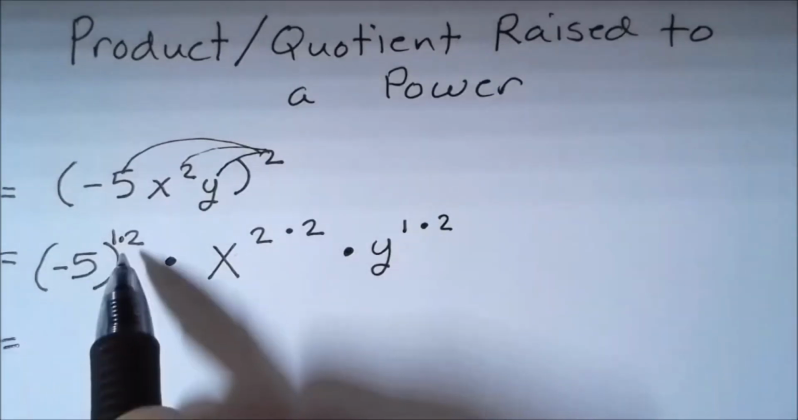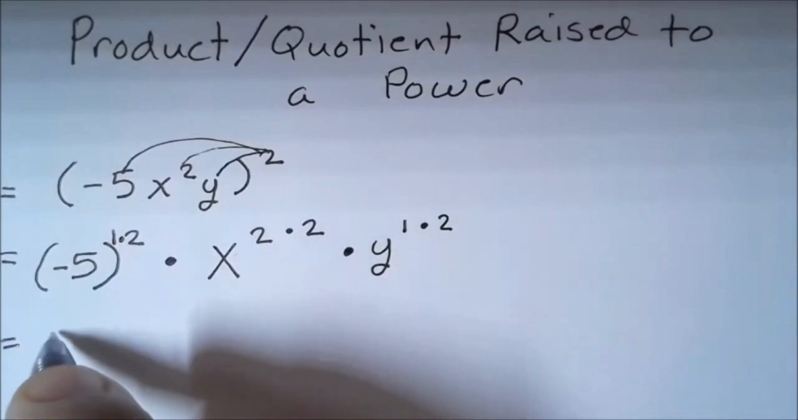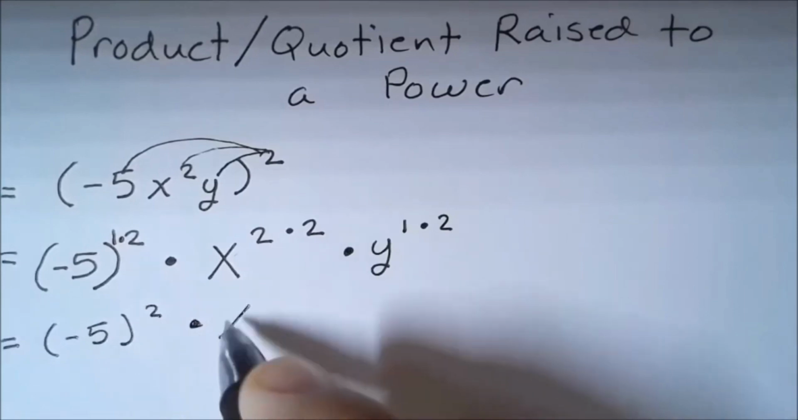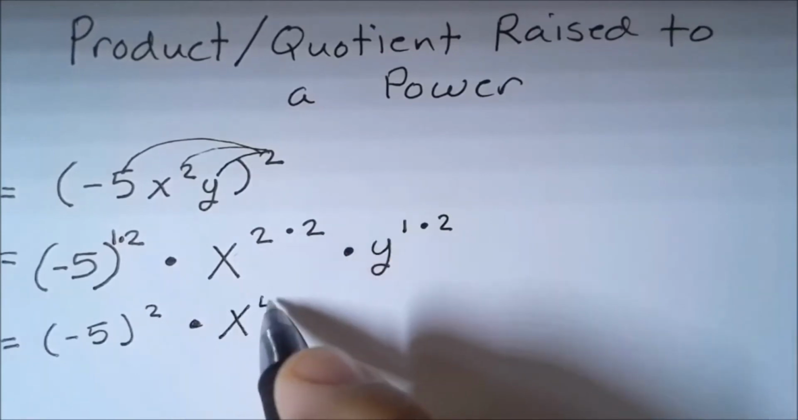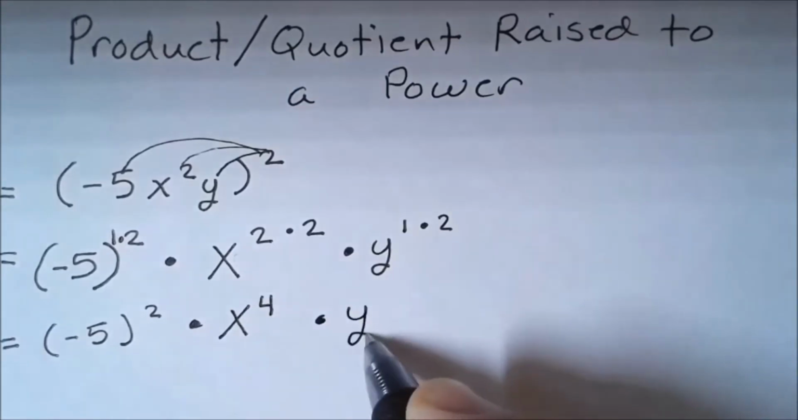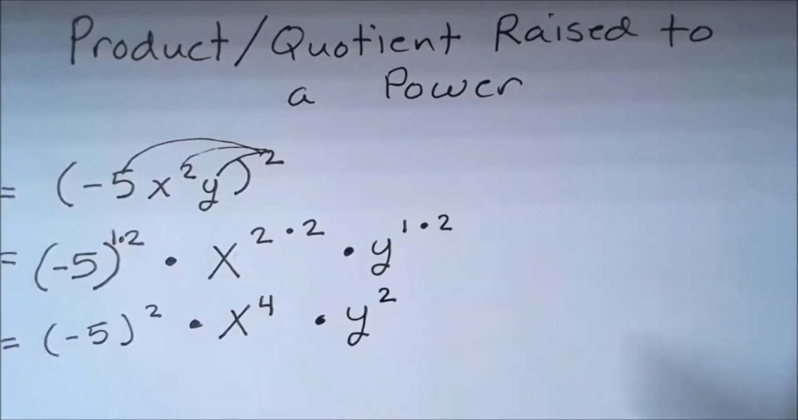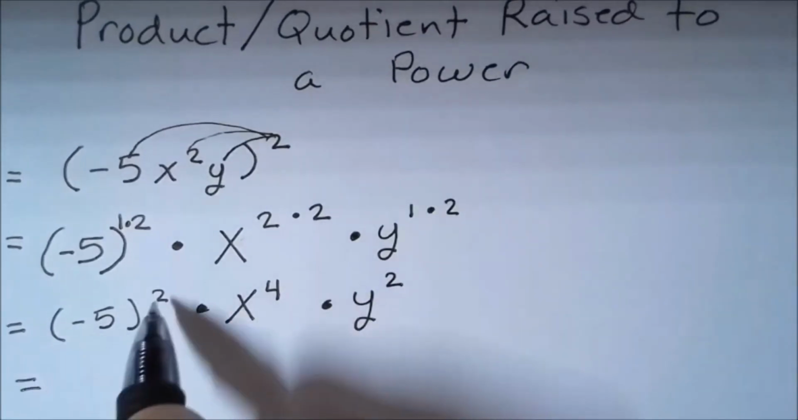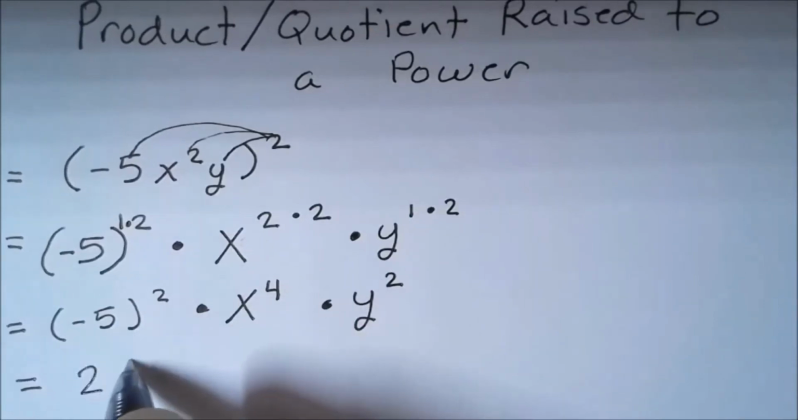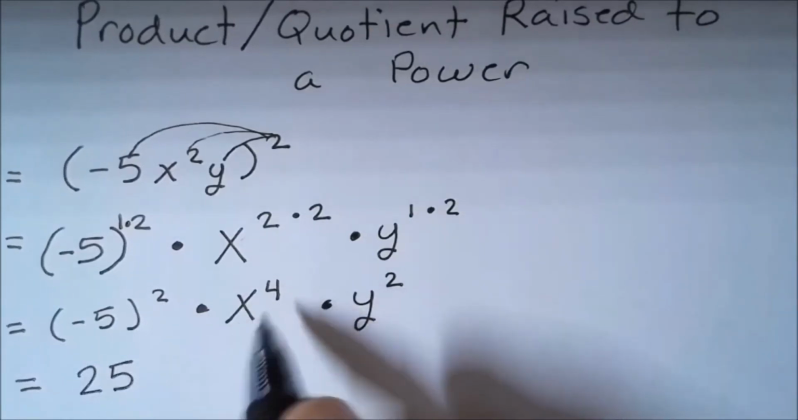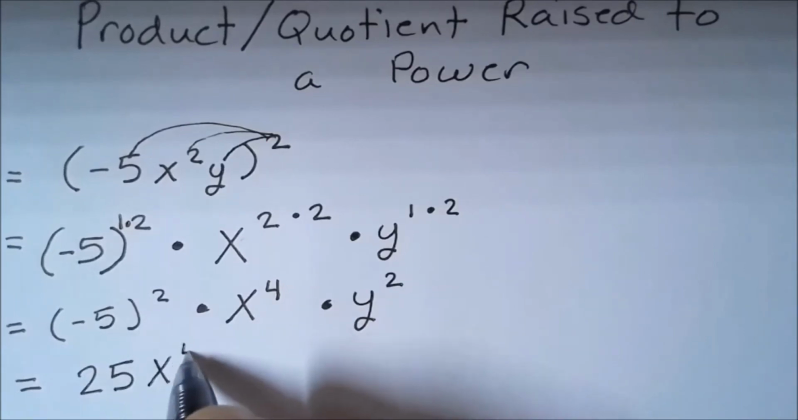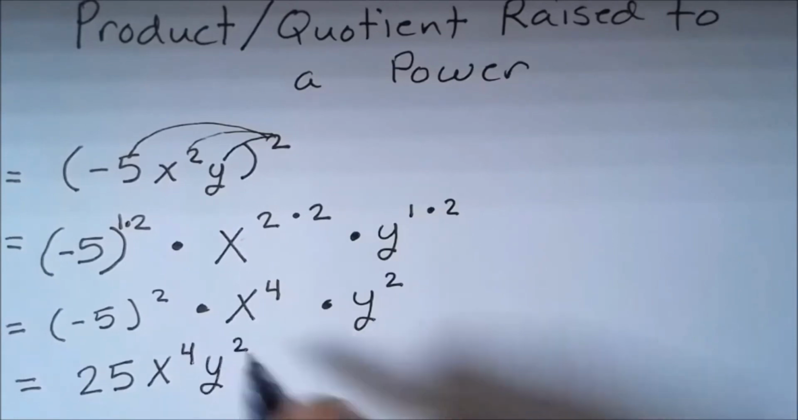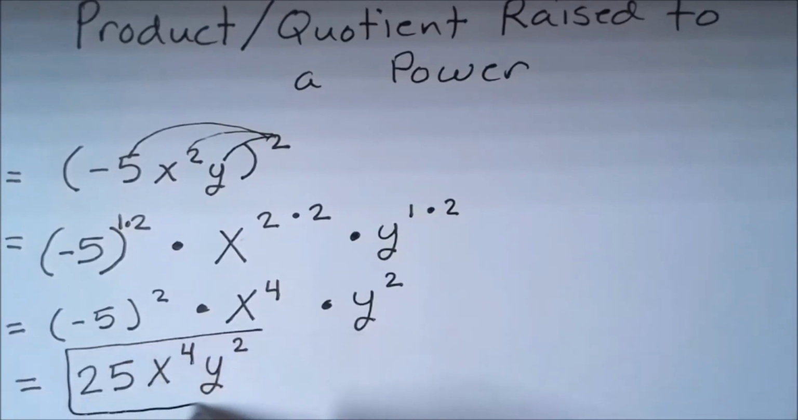So we already said negative 5 to the power of 1 times the power of 2 just gives us negative 5 to the power of 2, times x to the power of 2 times 2, which is 4, times y, and then 1 times 2 is 2. And now we're ready for our final step of refining this. So negative 5 squared, we already realized that with the calculator that's a positive 25. And then we have times x to the 4th. And then we have times y to the 2nd power. And that is our final answer for this problem.